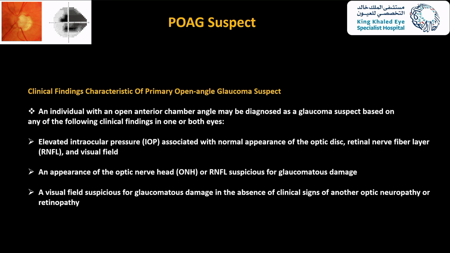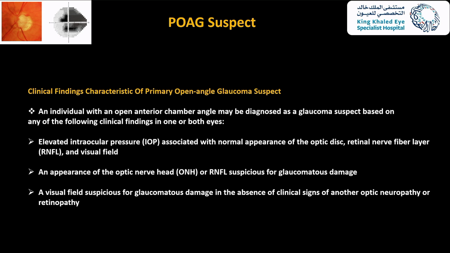So this is the clinical finding characteristic of primary open angle glaucoma suspect based on the Preferred Practice Pattern of the American Academy. Usually an individual with an open anterior chamber angle, with one or both eyes that have elevated intraocular pressure with normal appearance of optic disc, visual field, and nerve fiber layer.